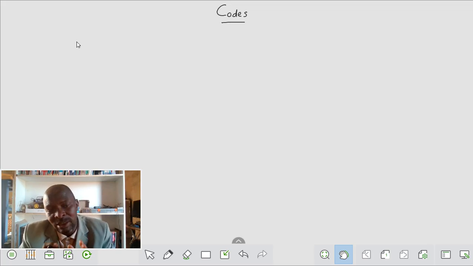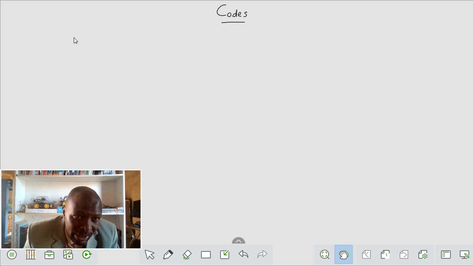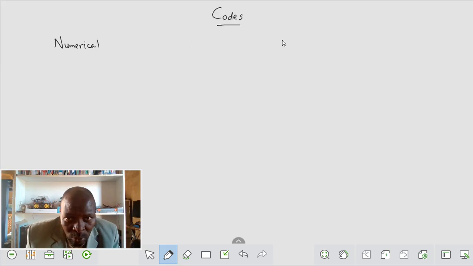Each program will have its own language. That language is actually a code that the microprocessor of the computer will use to work with whatever characters you want to work with. Now we are going to classify these codes into numeric or numerical codes, and alphanumeric codes.